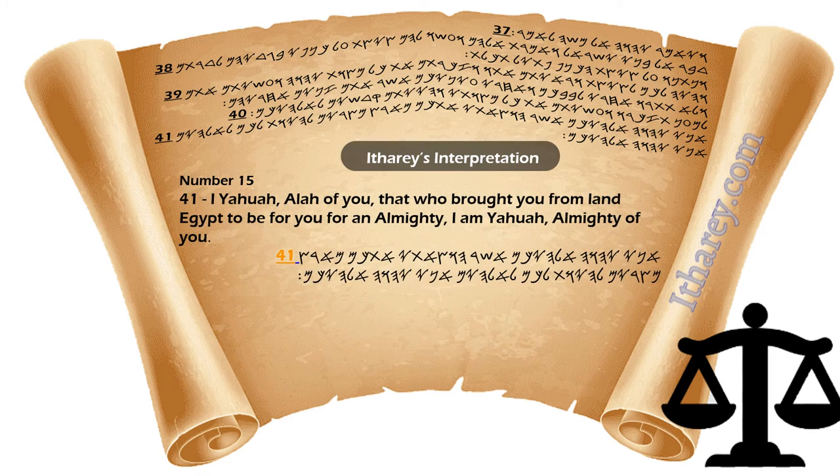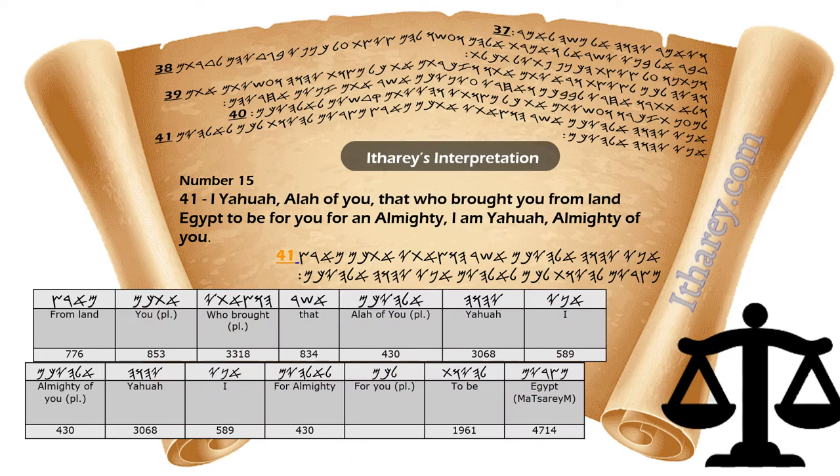Ani Yahweh, Allah I kam ashar au sa'ati at kam ma aratz matzarim la ai ut la kam la alaim, ani Yahweh Allah I kam. And this is the interpretation. Nobody disagrees. It says, I Yahweh, Allah of you, who brought you from the land of Egypt to be for you an almighty, I am Yahweh, almighty of you. Literal translation, for the most part, everybody agrees.